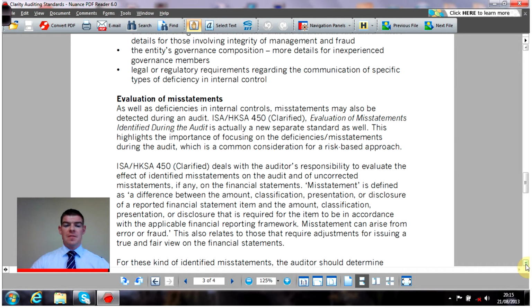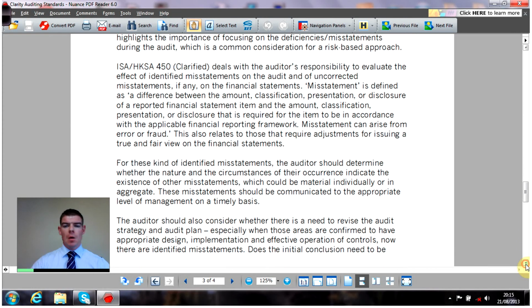So this ISA 450 highlights the importance to focus on deficiencies and misstatements throughout the audit and what impact that may have on the audit process as a whole. So the ISA 450 deals with the auditor's responsibility to evaluate identified misstatements and then to assess the impact of any uncorrected misstatements. A misstatement is defined as a difference between the amount, classification, presentation or disclosure of a financial statement item and the applicable reporting framework.